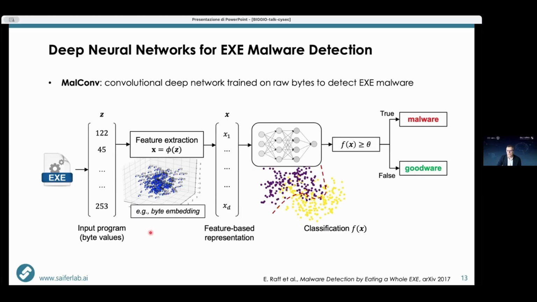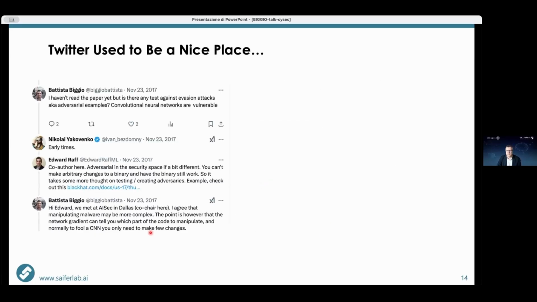So they had very high accuracies on certain data sets that were built. They were advertising this on Twitter when it still was a useful social media. And I reached out to them by saying, it's a very interesting work, but are you aware of this problem of adversarial examples? Meaning that if I slightly perturb the input bytes, I might be able to fool the model very easily. And the authors were replying, oh, it's too early.